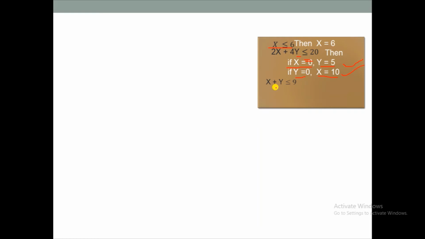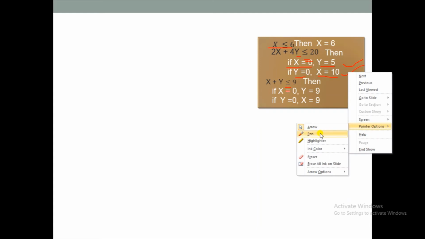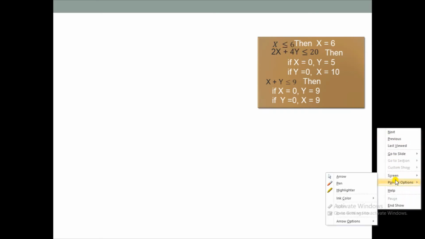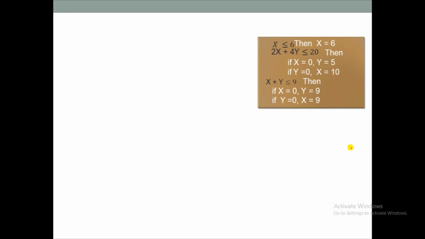Similarly, for the third constraint we have X plus Y equal to 9. First of all, we convert it into an equality, X plus Y equal to 9. Then once we put X equal to 0, we will get the value of Y, and then we put Y equal to 0, we will get the value of X. When we put X equal to 0, we will get Y equal to 9. When we put Y equal to 0, we will get X equal to 9. So a simple step to calculate all these is to put X equal to 0 once, then Y equal to 0, and then we easily get the values of X and Y.